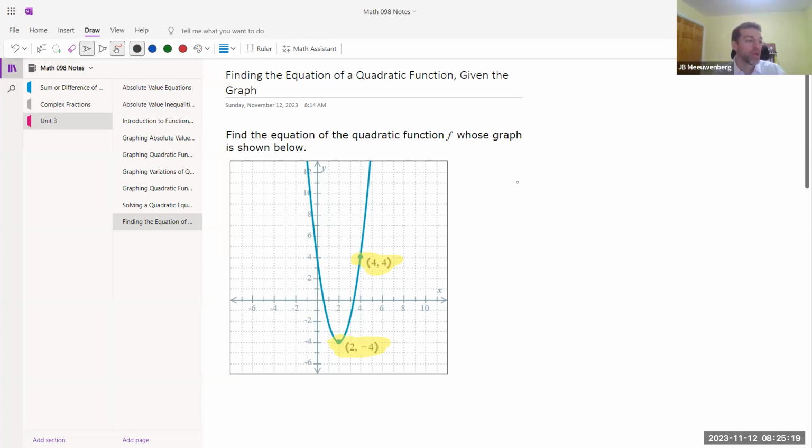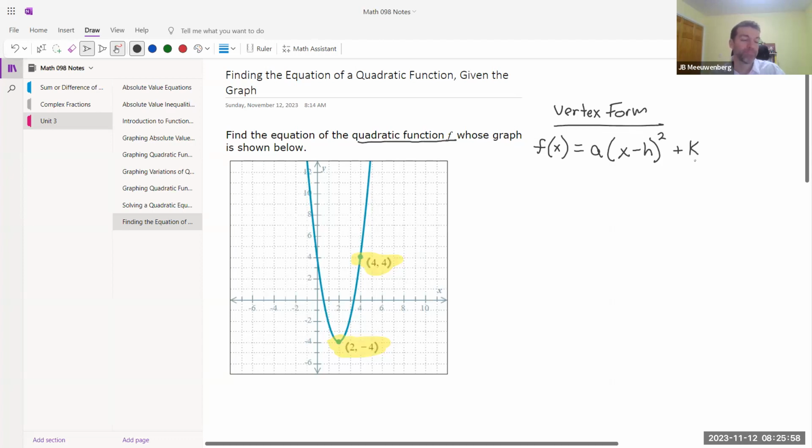Remember vertex form? Because this specifically says our quadratic function is f, we're going to write it using function notation, f of x. Do you remember what vertex form looks like? Pause the video and see if you can just pull that out of your brain. What does vertex form look like? See if you can write it down. I'll keep going. f of x is equal to, again, this is vertex form, a times the quantity x minus h, quantity squared, plus k. You need to commit that to memory.